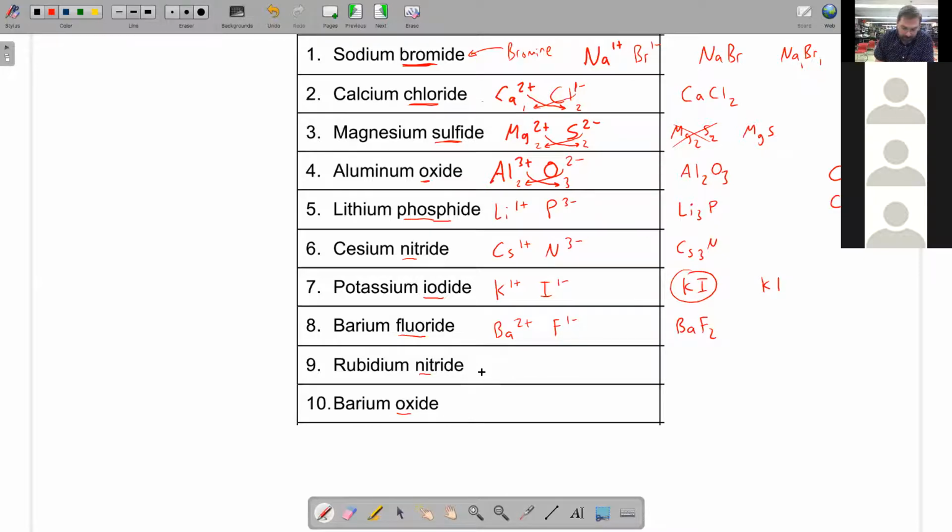Let's see, rubidium nitride. So rubidium is element Rb. That's in the first group of the periodic table, Rb1+. And nitride is from nitrogen. That's N3 minus. So it's going to be Rb3N.